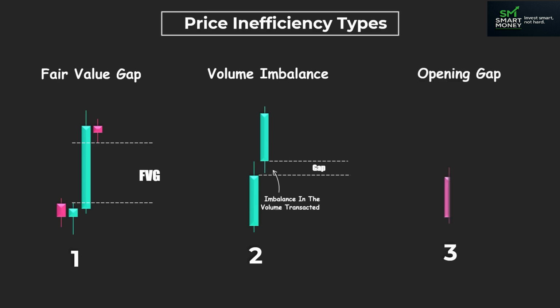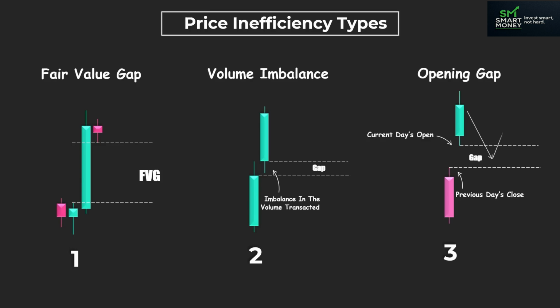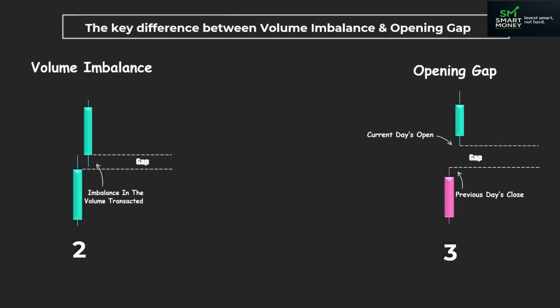And the third type of price inefficiency is the opening gap. This is the easiest inefficiency to identify. It's a clear price void that appears between the previous day's close and the current day's open, with no candles formed in between. These gaps usually fill quickly as the market corrects the overnight price dislocation, offering great short-term trade opportunities. The key difference between a volume imbalance and an opening gap is that volume imbalances have trading history and candle overlap, especially wicks, while opening gaps show a complete void, meaning no trading occurred in that price range.